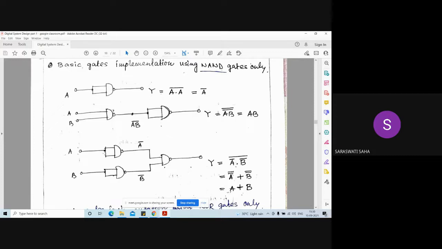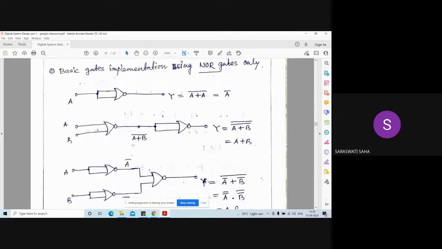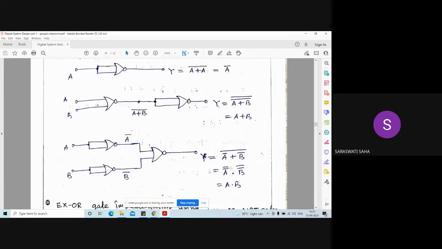So, in this way, with the help of two input NAND gates, we can implement the OR gate. Using NAND gate, we can implement NOT gate, AND gate, and OR gate. That's why NAND is known as a universal gate. I will share these notes with you so you can understand how with the help of NOR gate, you can implement NOT gate, OR gate and AND gate.